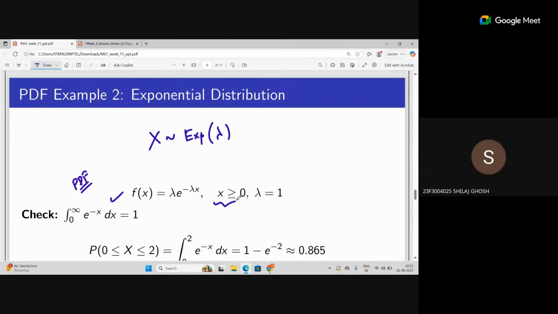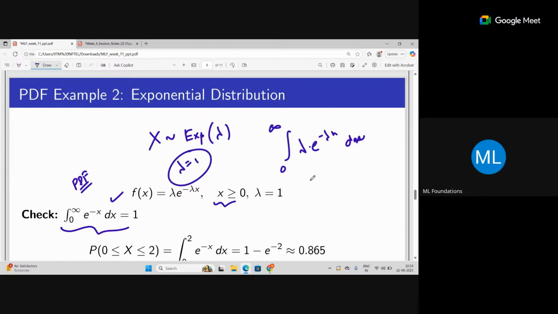So it can take values from 0 to infinity. Okay, and you can check whether the probabilities add up to 1. How do you check it? You just integrate from 0 to infinity lambda e to the power minus lambda x dx, which should equal 1. Suppose your lambda is equal to 1, then in that case it will be the integral from 0 to infinity of e to the power minus x dx. Okay, fine.